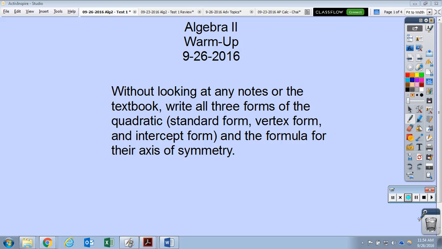It's the intercept form. It's something times (x plus p) times (x plus q). Close. Beautiful, perfect. That's intercept form. And x equals p plus q divided by 2. Now that relates to intercept form, and what is that? That's the axis of symmetry. So we're going to look at all these on the next slide.